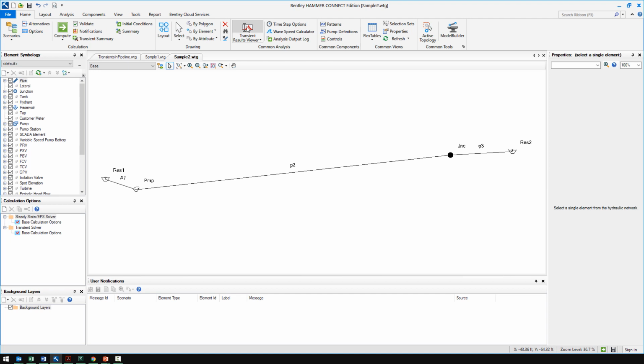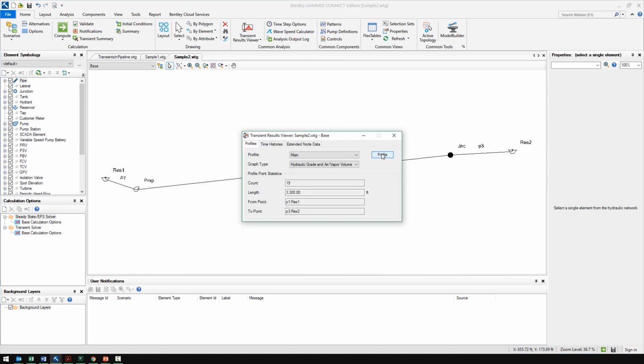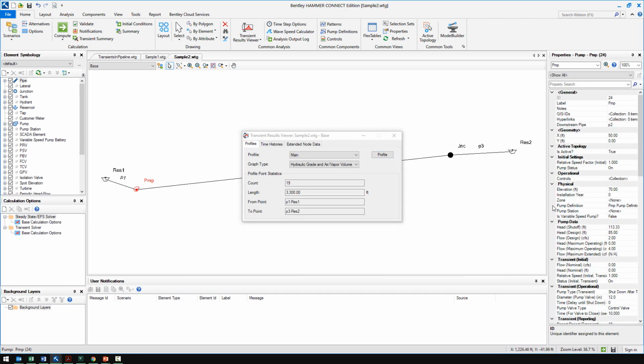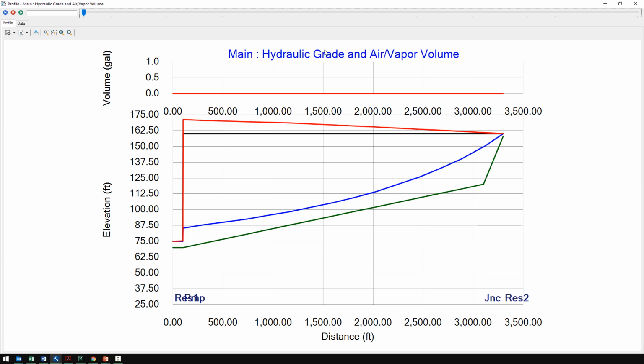So I believe I've already calculated this one, and we're going to take a look. So again, this is a pump shutdown, and it is shutting down right at the very first time step. So I'll make this profile pretty big here for you to see.